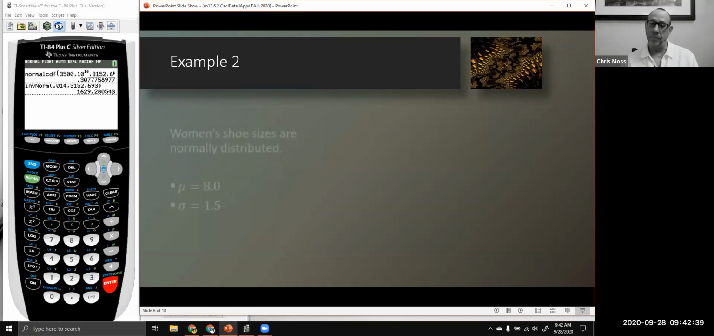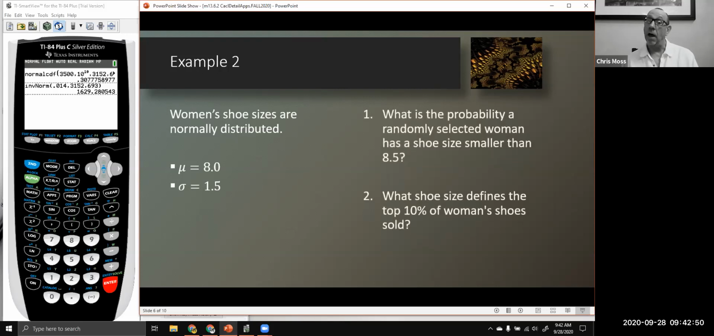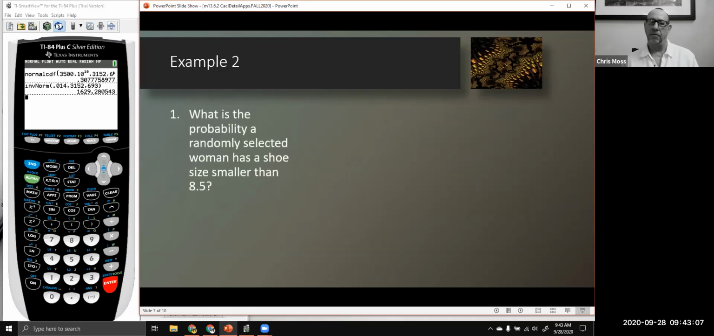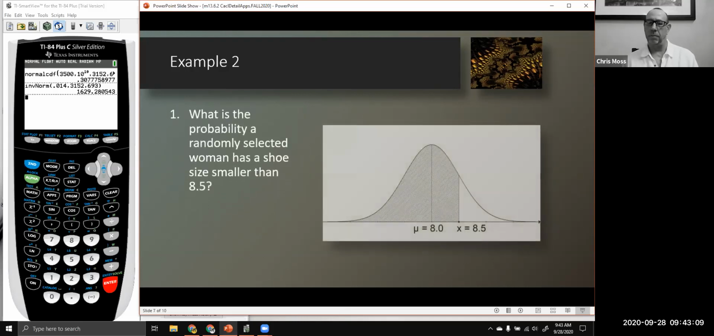Example number 2, we're going to talk about shoes. Women's shoe sizes, normally distributed. We have a mean of 8 and a standard deviation of 1.5 in terms of shoe size. What is the probability that a randomly selected woman has a shoe size smaller than 8.5? The follow-up question, what shoe size defines the top 10% of women's shoes sold? Smaller than 8.5, what is that probability?